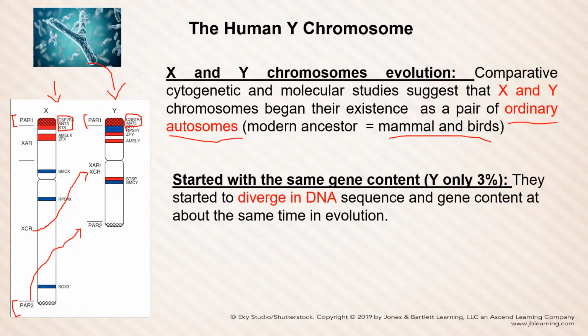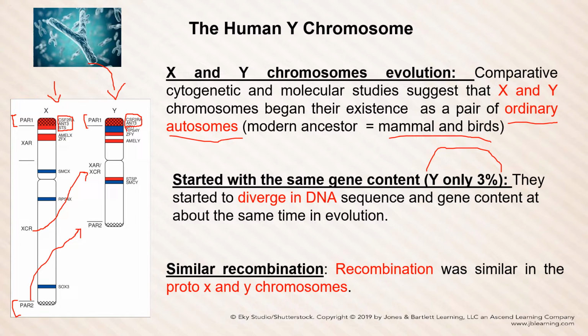So they were very similar, and now the Y chromosome only has 3% of the information compared to the X chromosome, and they slowly started diverging in DNA sequence and DNA content at about the same time in evolution. When they compare the modern ancestors with cytogenetic analysis, they see that slowly they start displaying more and more changes. And I'm going to show you with the schematics of your textbook how some pieces of the Y chromosome started getting smaller and smaller.